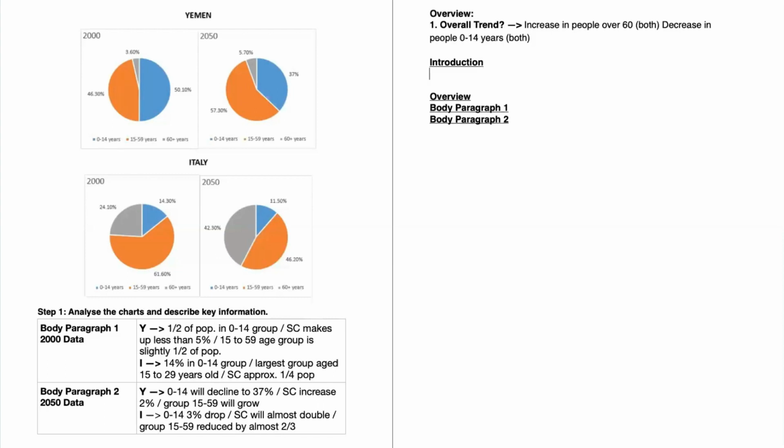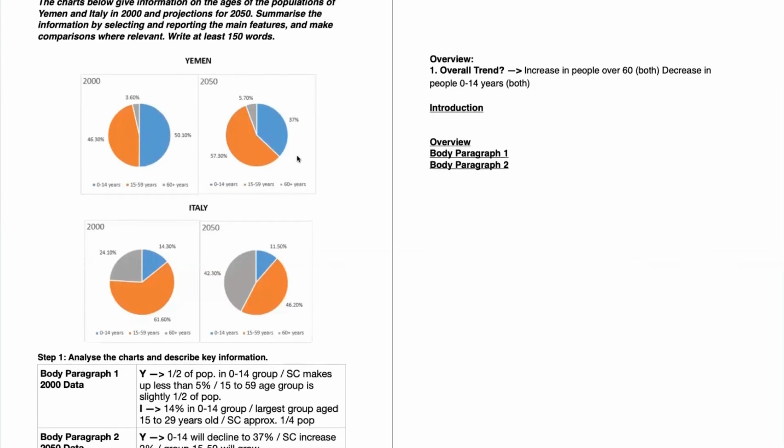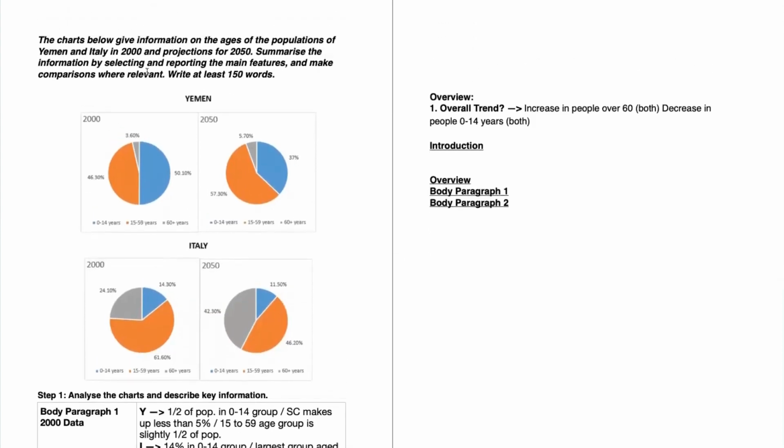So remember, for our introduction, we are just going to paraphrase the task question. So I'm just going to scroll up here, and remember, we see the charts below give information on the ages of the populations of Yemen and Italy in 2000 and projections for 2050. This is what we want to paraphrase. So I'm going to start off and say the pie charts represent population data based on age in Yemen and Italy in 2000, along with future predictions for 2050.